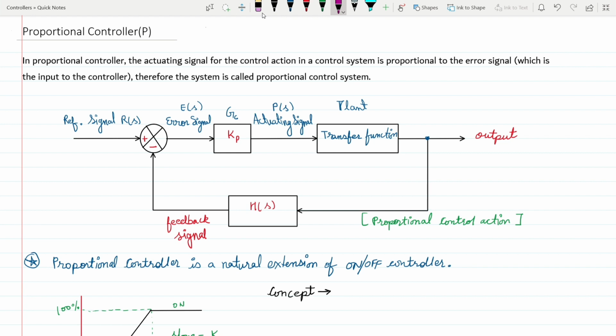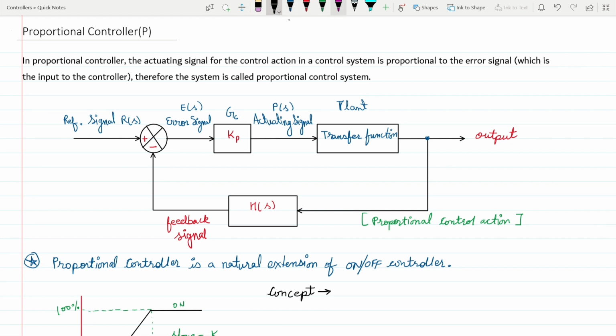In that we have the proportional controller, then the integral controller, then the derivative controller, and apart from these we have the PI controller, PD controller, and the combination of all three, the PID controller. These are the various controllers which we use in control system analysis. These are the topics which I'm going to cover in separate videos. So first we will cover the proportional controller, and let's see what the concept is and what analysis is involved in it.